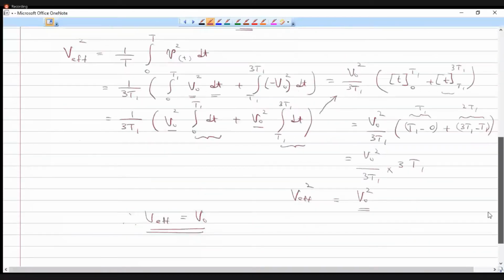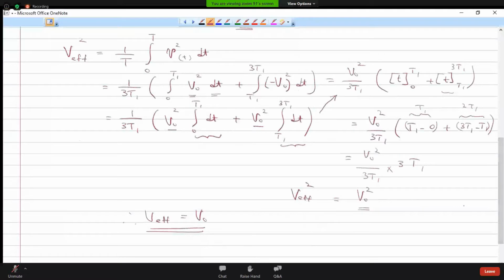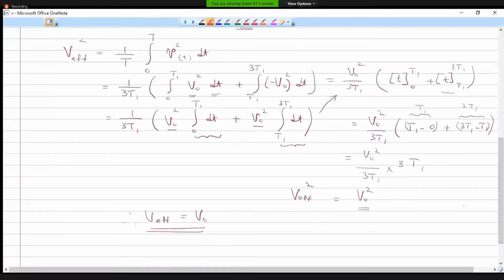Any doubts in any step? No, sir. We simply applied the formula. The only thing we have to do is look at the function and apply the limits. We can look at the function to know what the time period is.